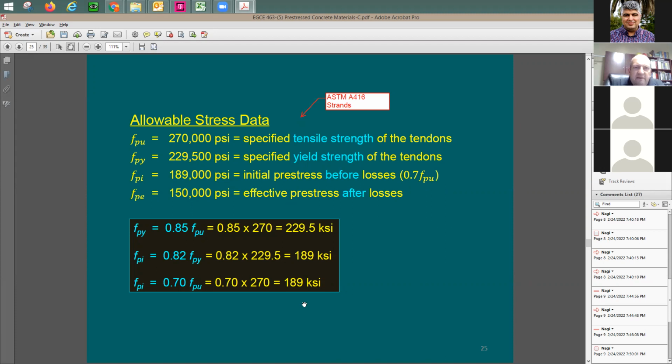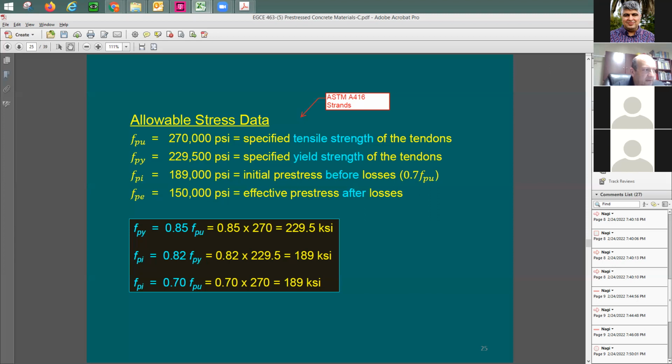So some people would say, take 70% of FPU because we're expecting a loss of how much? They say, where are the losses? We're not talking here yet about losses. So we are talking here about the 150, which is the losses. How much was the losses between 150 and 189 again? I guess you guys calculated that before. How much was the estimated losses? 20%. 20%. Is this true?